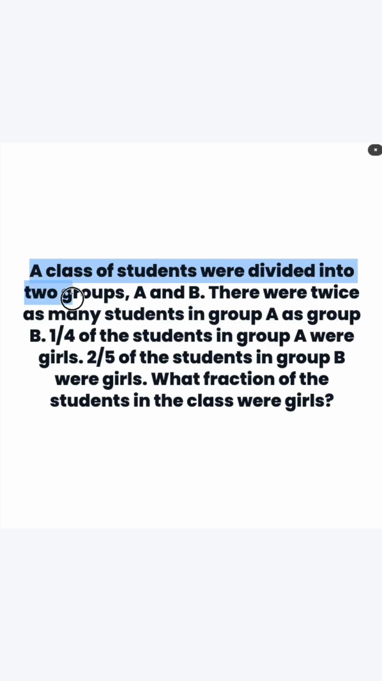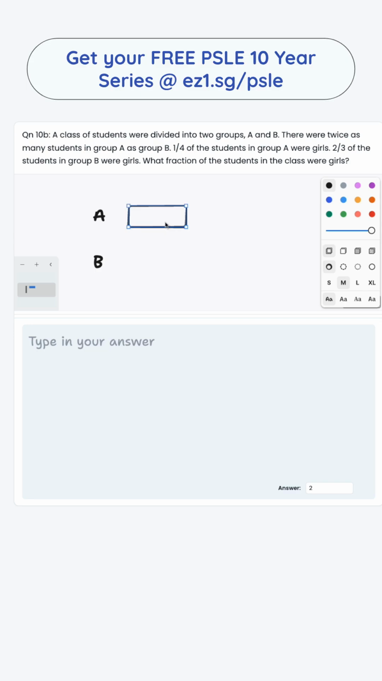A class of students were divided into two groups A and B. There were twice as many students in group A as group B. 1/4 of the students in group A were girls, 2/5 of the students in group B were girls. What fraction of the students were girls?